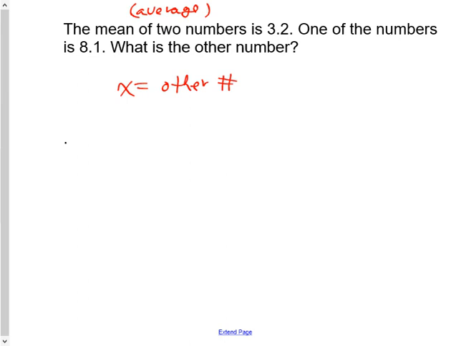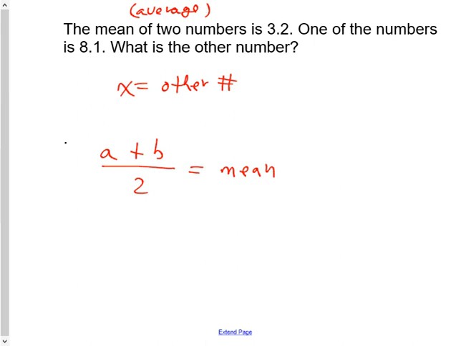So how do I get the average of two numbers? We take number 1 and number 2, add them together and divide by 2 to get the mean. This would be your formula for the average of two numbers.